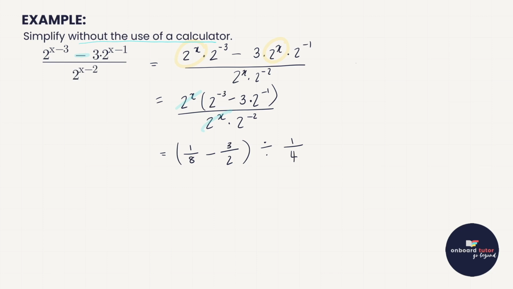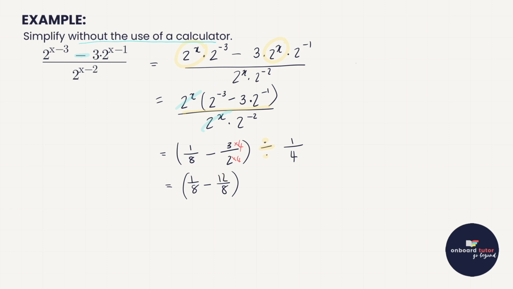Okay, so what I've done is I have now taken this fraction line, and I've rather written it as a division sign there. It just helps me to solve. Okay, so let's get a common denominator here. 1 over 8 minus, let's put this also over 8. So that means times 4 times 4.